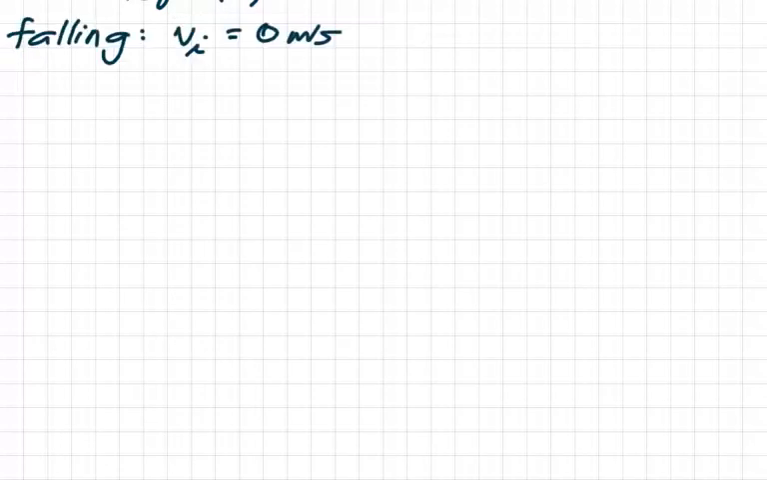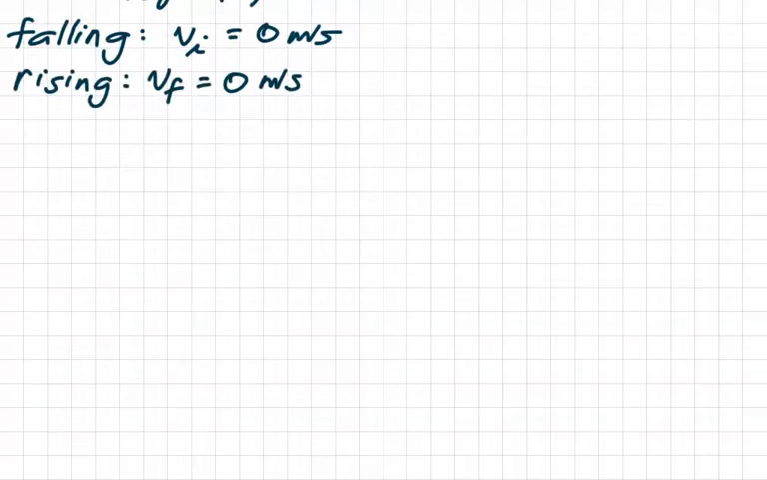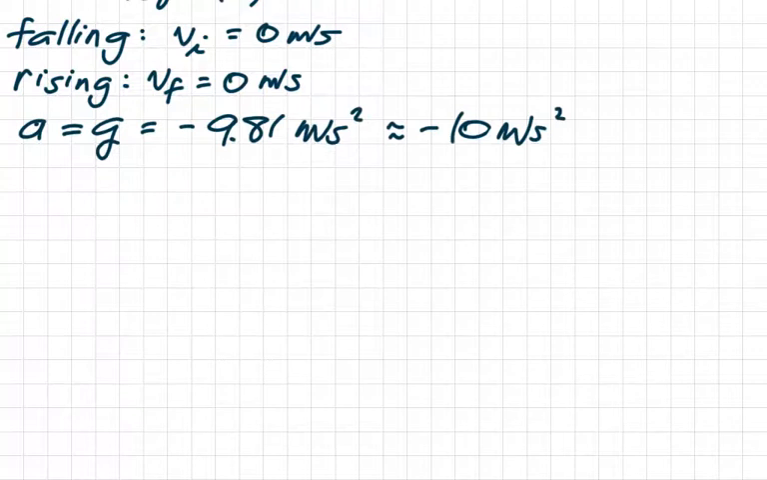The trick about a free fall problem is they don't tell you everything. So when you are falling, V initial is 0 meters per second. When you're rising and slowing down as you go up, V final is 0 meters per second, and the entire time, slowing down as you rise, speeding up as you fall, the acceleration due to gravity is negative 9.81 or negative 10 meters per second squared. Sometimes if you're on a different planet, it's going to be a different number, in which case they tell you what that number is, or you have to solve for it.